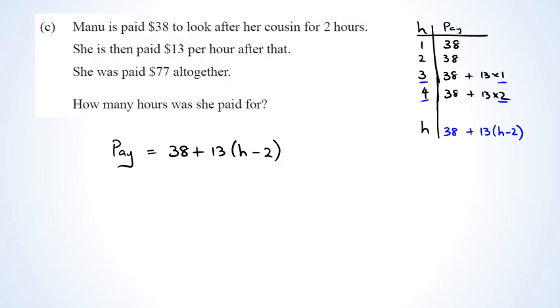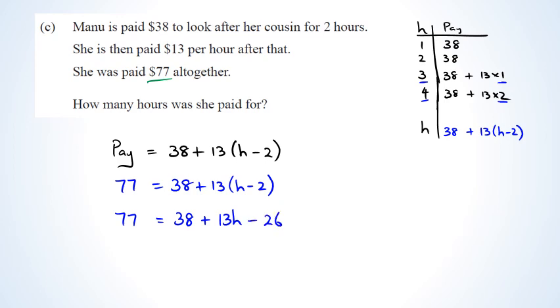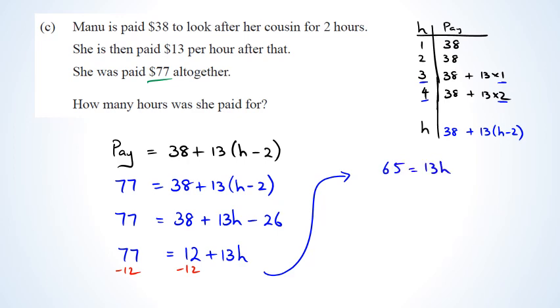So this is setting up the equation. Quite important that you guys set up the equation. And then now they're saying that $77 is what she earned. You've got to figure it out. So 77 equals 38 plus 13 times h minus 2. So I've got 77 equals 38 plus 13h minus 26. Simplifying this, I got 77 equals 12 plus 13h. Then I've got minus 12 and minus 12. And I can write this up as 65 equals 13h. Divide both sides by 13. And I get h is equal to 5.